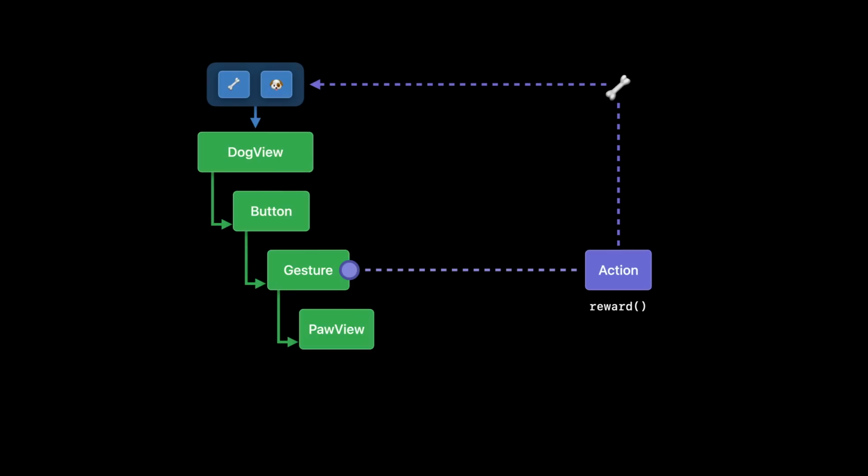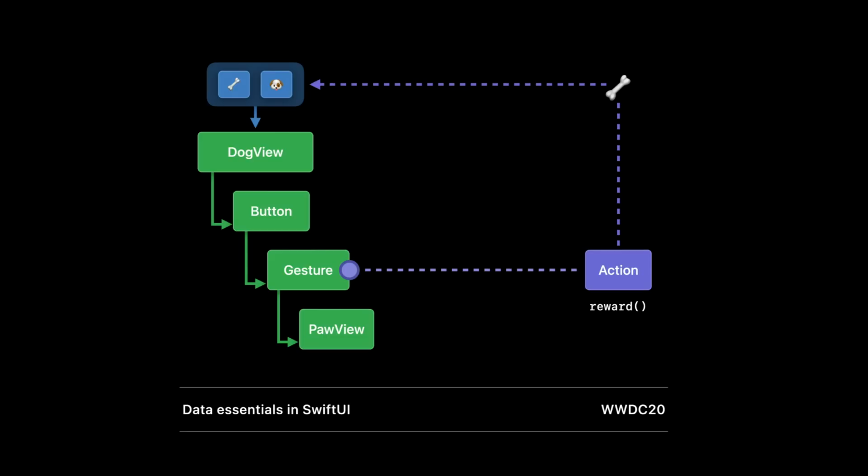To learn more about the general concepts of data flow in SwiftUI, check out Data Essentials in SwiftUI from WWDC 2020. Next, let's simplify this diagram a bit. Focusing in on the view hierarchy, notice how our views form a tree-like structure. And if we add the dog and treat dependencies back at the top, it still looks like a tree.